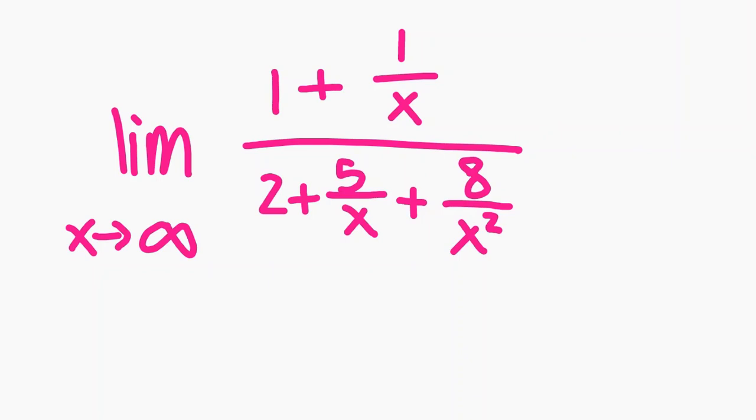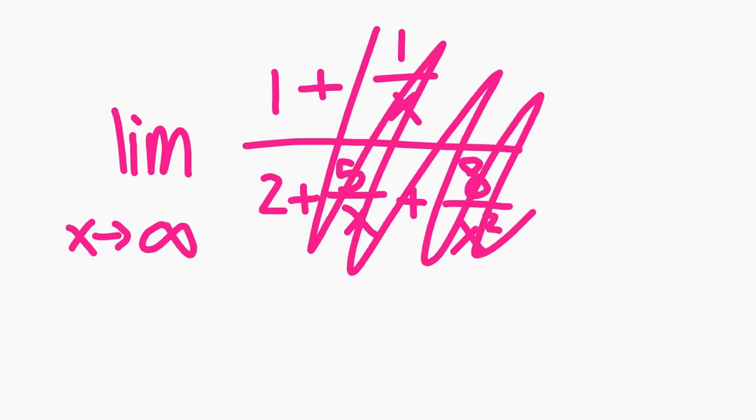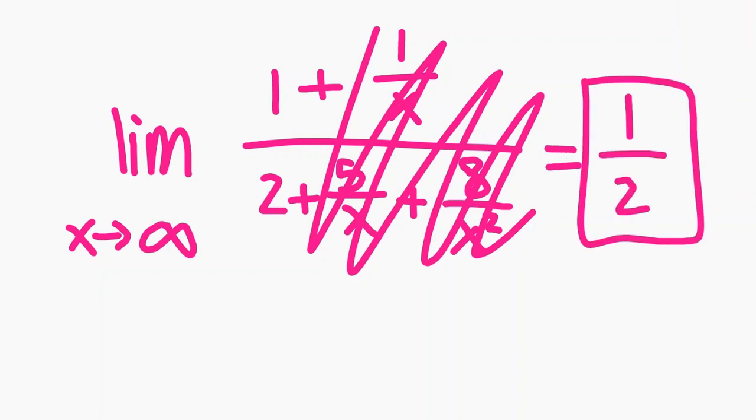This gives us 1 plus 1 over x all over 2 plus 5 over x plus 8 over x squared. We already know that the limit of 1 over x is 0, so 1 over x, 5 over x, and 8 over x squared all go to 0. Simplifying, we get that the limit is 1/2.